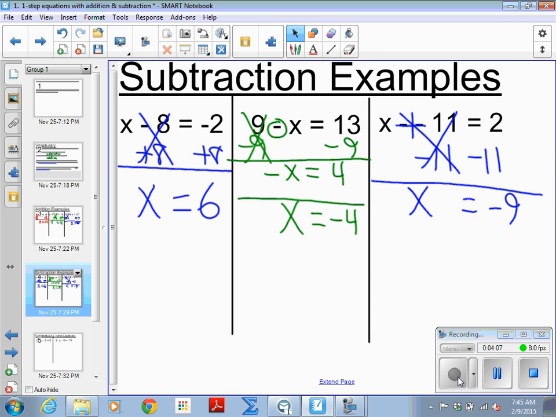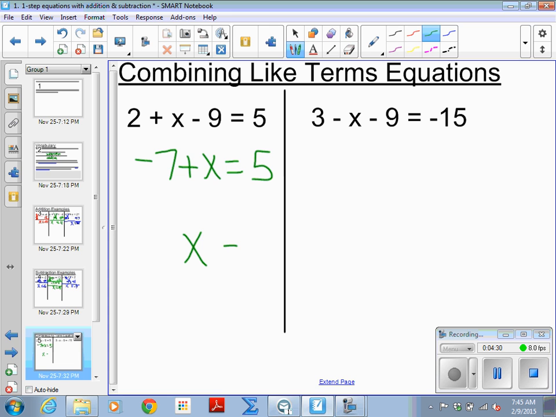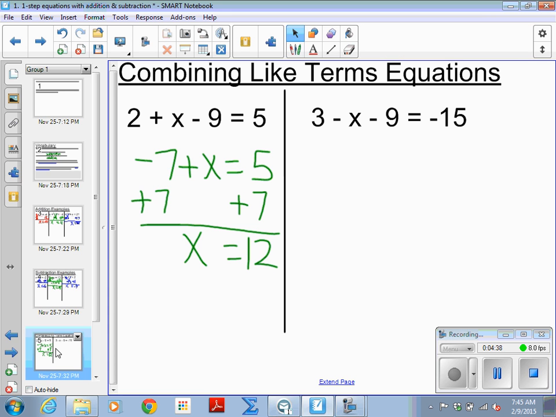And finally, we're going to use some stuff we learned last unit with combining like terms. So that's our first step in these problems. So on the left side, the left problem, you see our 2 and our minus 9 are alike. We combine them. 2 minus 9 is negative 7. Keep the x and the equals 5 the same. We haven't touched that yet. To get rid of minus 7, we add 7 to both sides. X equals 12.